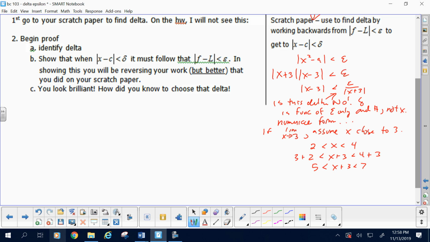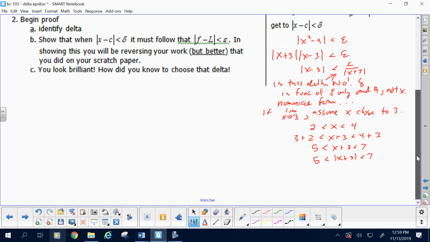Is between 5 and 7 positive? Does putting absolute value on a number that's already positive hurt it? So I can do that. Okay. All right, now a little bit of math rules here. A little bit of math rules that you might need once in a while on these problems.